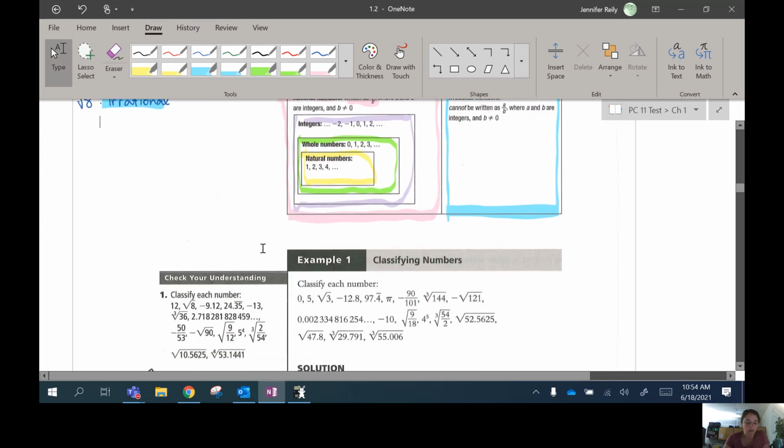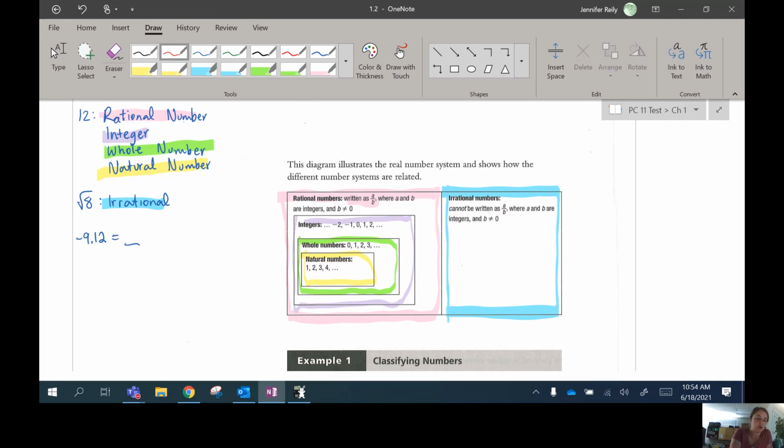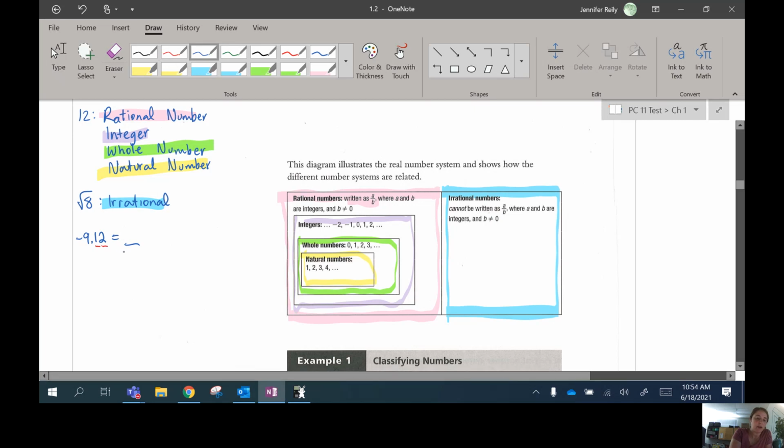Okay, negative 9.12 is the next one on the list. This is a decimal, but because it terminates, it can be written as a fraction. If you want to write this number as a fraction, since there are 2 places after the decimal, we would make it out of 100 with 2 zeros, and we would simply write negative 912 on top. So that is equivalent. It can be written as a fraction, so it's not going to be in the blue box. It's going to be in the pink box. So this is a rational number.